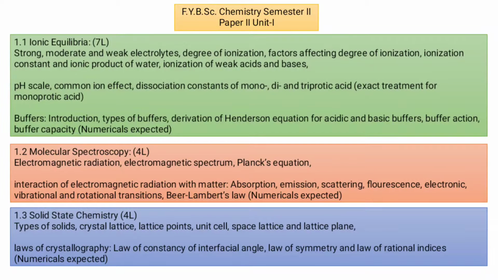In molecular spectroscopy, I said electromagnetic radiation, electromagnetic spectrum, Planck equation, then the interaction of this radiation with matter: absorption, emission, scattering, fluorescence, and electronic, vibrational, and rotational transitions that we have to talk about, Beer-Lambert's law, and the numericals based on this part we will try to solve. Then in solid state chemistry, I said the types of solids, crystal lattice, lattice point, unit cell, space lattice, and lattice plane we have to see. Then the laws of crystallography: law of constancy of interfacial angle, law of symmetry, and law of rational indices that we have to see.